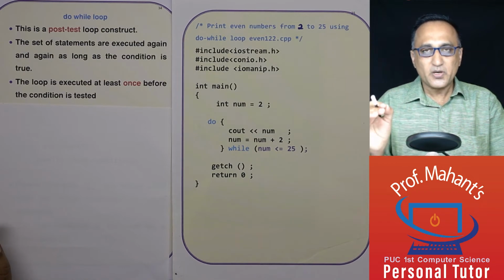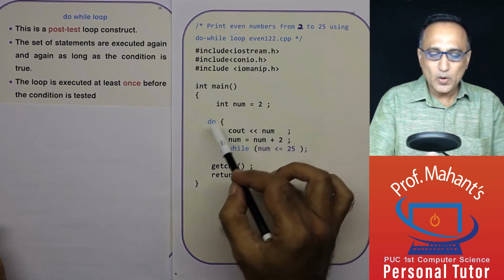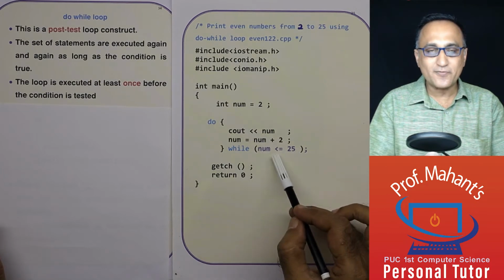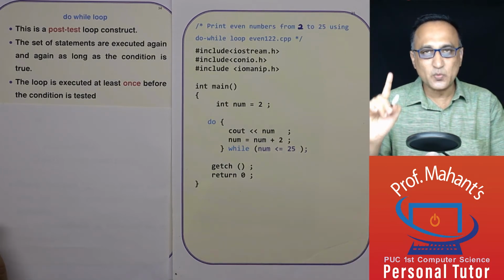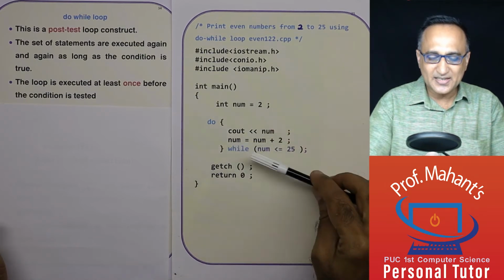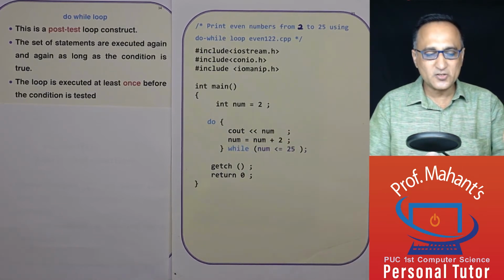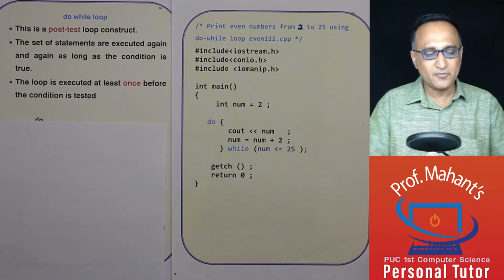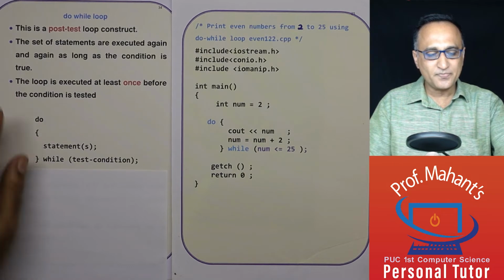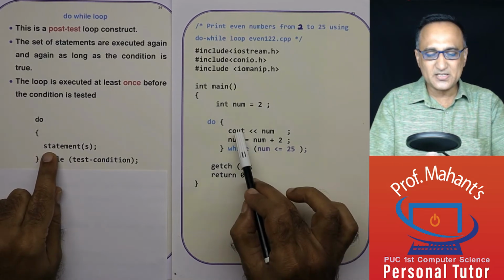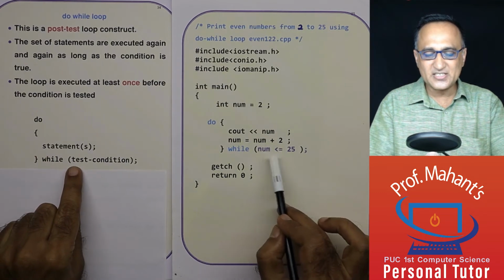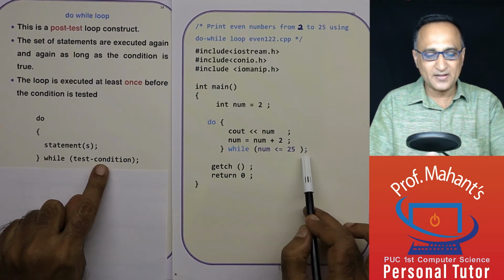But the difference between a while and a do while is that in a do while loop, this block of statements, whether the condition is true or false, will be executed at least once. The reason for that is, first you are executing the statements and then checking the condition. So it is going to be executed at least once before the condition is tested. This is the syntax. Do statements. In our case, statements are cout and num is num plus 2. While is here, the test condition is num less than or equal to 25, and the semicolon.